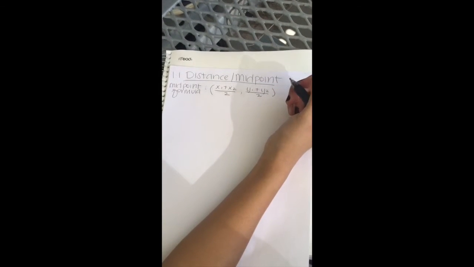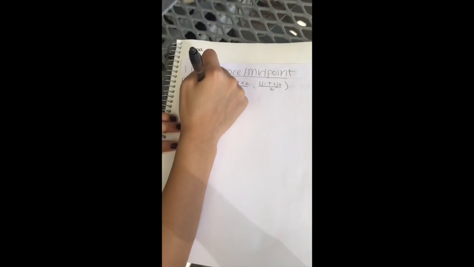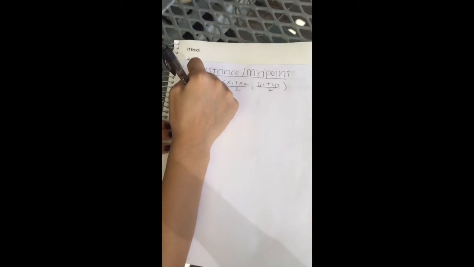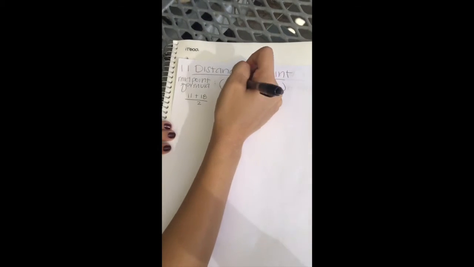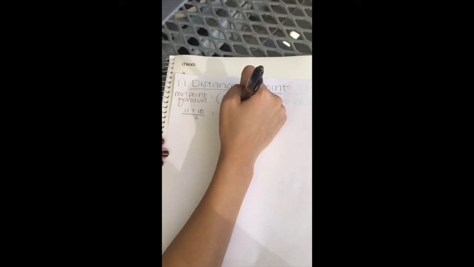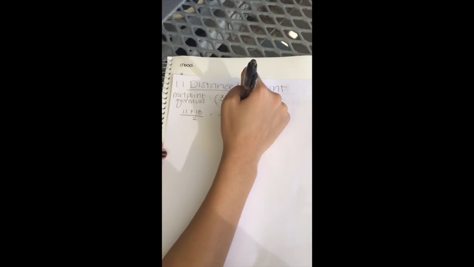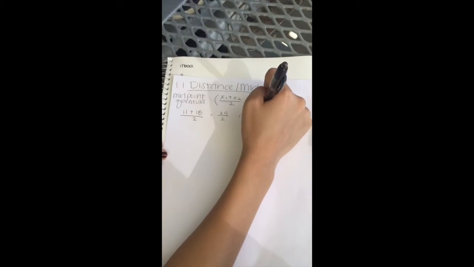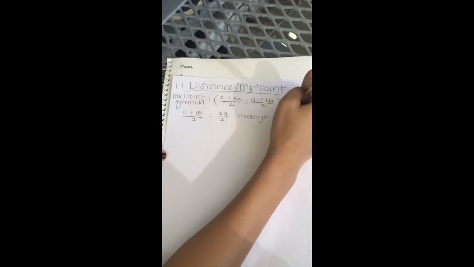So say you have 11 plus 18 divided by 2. You're trying to find the average of 11 and 18, so you add them, and it becomes 29 over 2, so the average is 14.5. So this applies to the points.